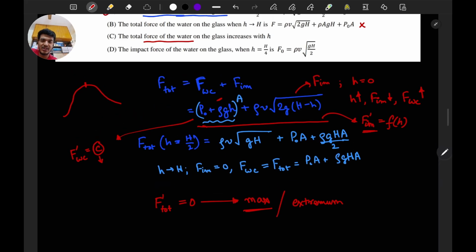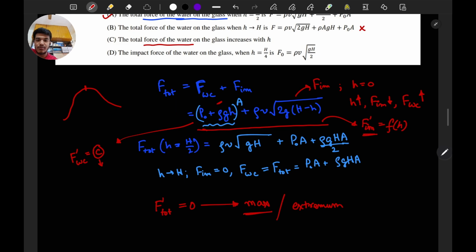So you can check the extremums of this function, and you will see that it is not a strictly increasing function in h. You can easily find out that what I'm saying is right. So this will not be a correct option. Option C is not correct in this case.